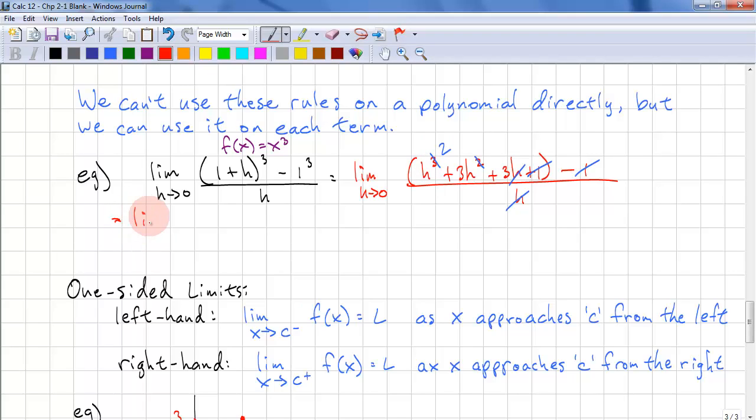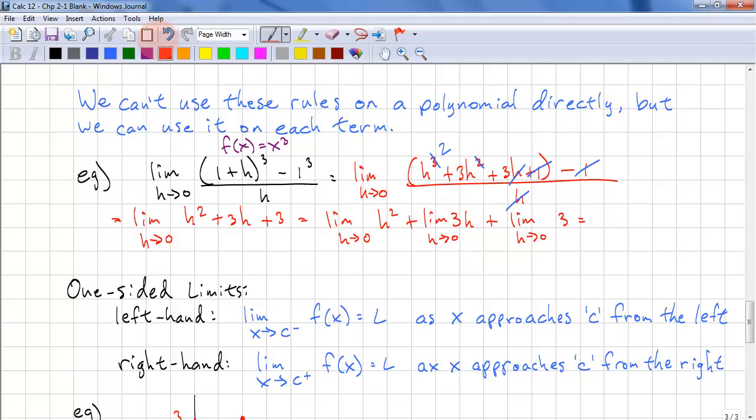So we have the limit as h approaches 0 of h squared plus 3h plus 3. Now we have the limit. We're using the sum limit law: the limit as h approaches 0 of h squared, plus the limit as h approaches 0 of 3h, plus the limit as h approaches 0 of 3. So h squared as h approaches 0 is simply 0.